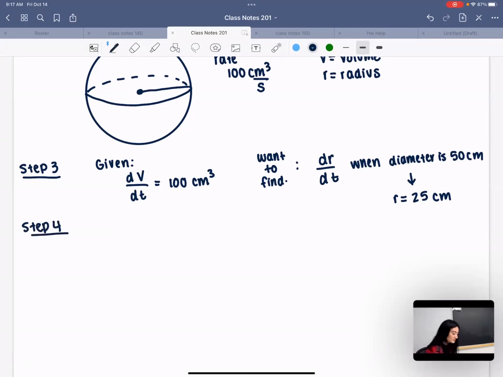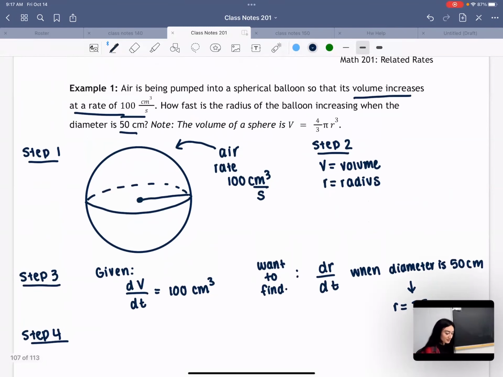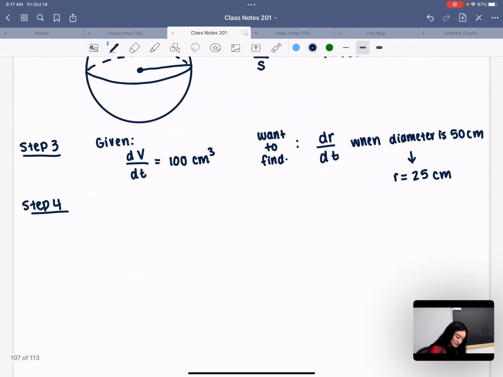Step 4 says to find an equation that relates our variables. Well, lucky for us, this question gives it to us and it says that volume is equal to 4/3 pi r cubed. So let's just write that down. Perfect. Okay. Step 5 says that we need to use implicit differentiation to find what we want to find.